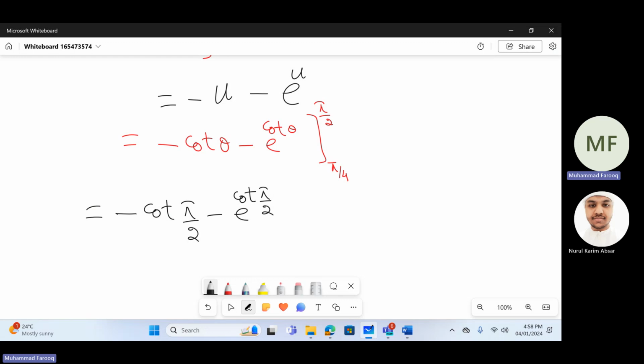You understand? Then minus, use the bracket because I have two values. Now use the lower limit. So minus cotangent 5 by 4, and then we have minus e power cotangent 5 by 4. I just put the upper limit and lower limit in my answer. This part is the upper limit and this part is the lower limit. We just substituted.